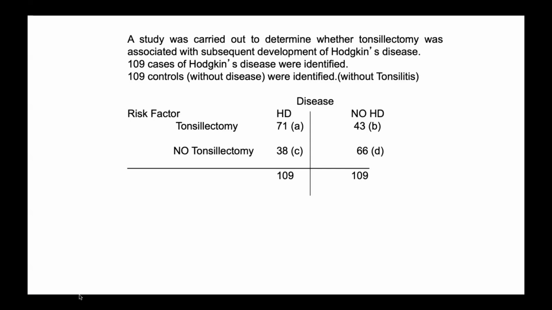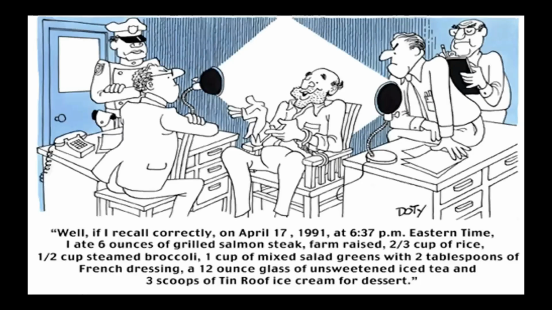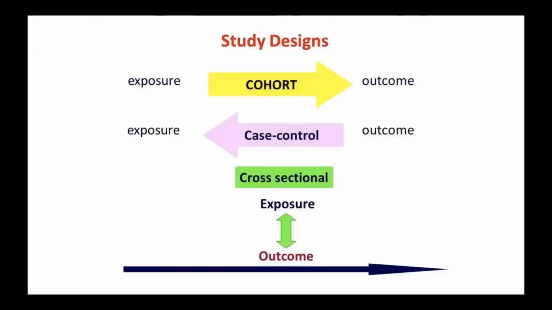So 2.86. Okay, what does it mean? What is it showing? It is more than 1, so there is an association between tonsillectomy and Hodgkin's disease. 2.86 is more than 1, so it is associated. Yes, good. Good. So this is 2.8, which means your hypothesis was correct. This is the study of this one.